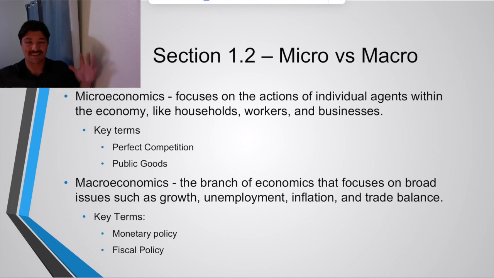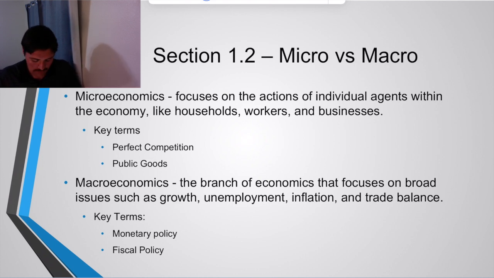Macroeconomics is going to be taking a step back and looking at a much broader scale. It's the branch of economics that focuses on things like growth, unemployment, inflation, trade balance. Some key terms you're going to see here are monetary policy, fiscal policy. Those are really government actions that they will use in order to affect economic growth, lower unemployment, lower inflation. So with macroeconomics, you're looking at how a country is run. Microeconomics is looking at how businesses and cities are run, how workers allocate between jobs. Macroeconomics is much more broad, and they're just trying to satisfy, well, how do we lower unemployment? How do we lower prices in general?